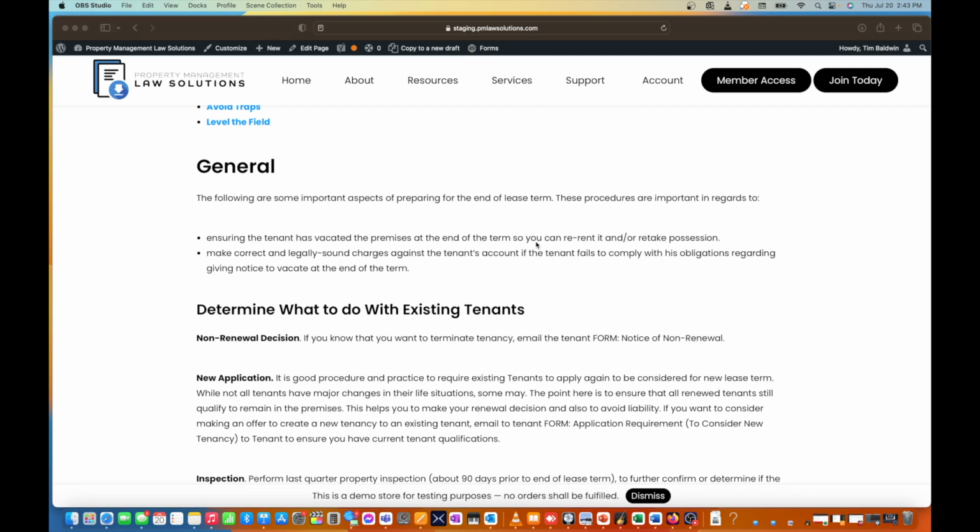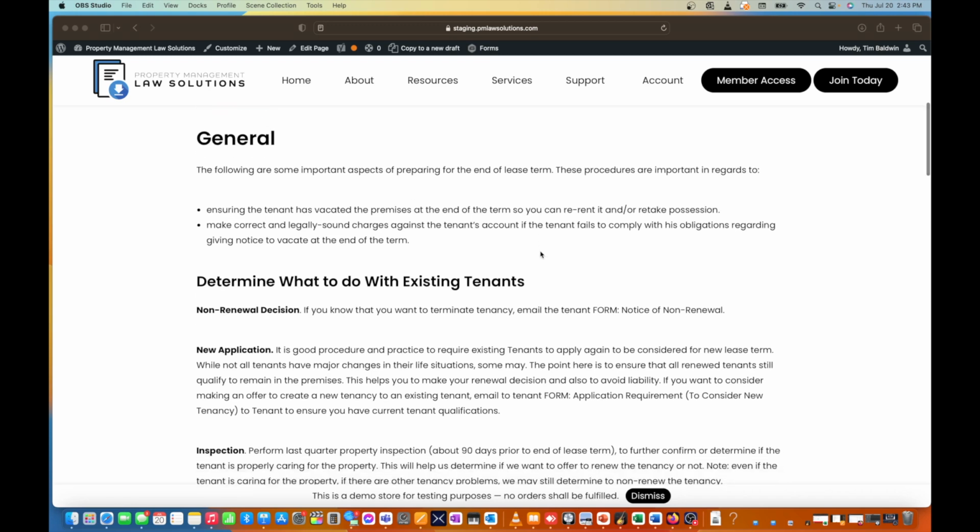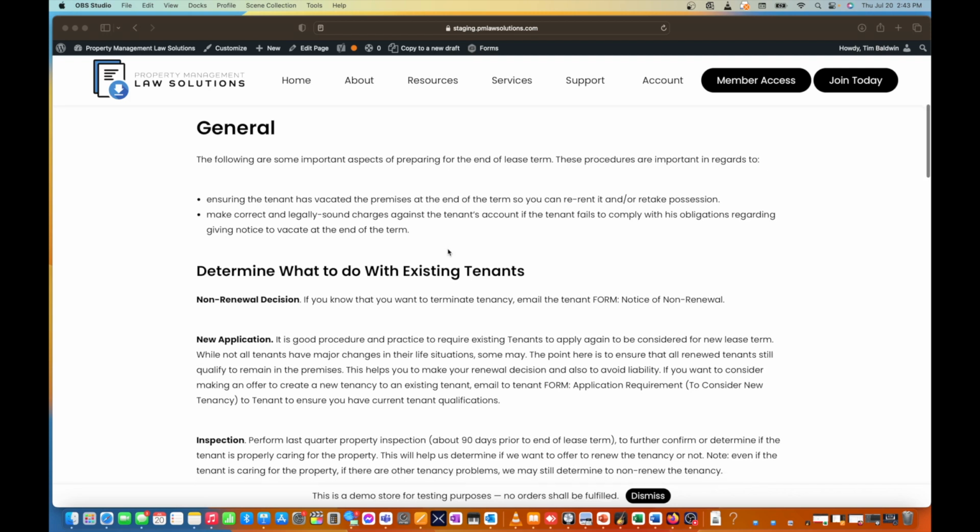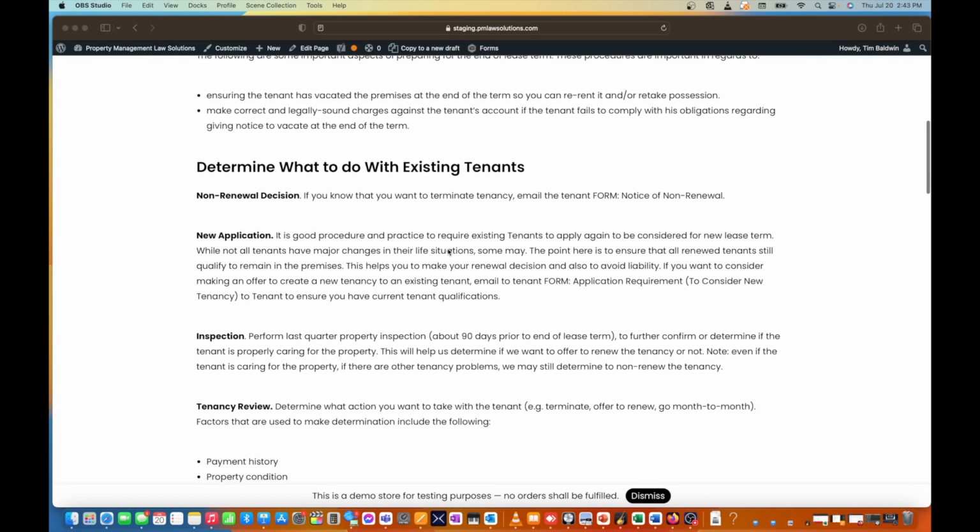And so these procedures are important in regards to ensuring that tenants have vacated at the end of the tenancy so we can re-rent the property and take possession back, and also to make sure that we make correct and legally sound charges against the tenant's account if they fail to comply with their obligations regarding giving notice to vacate at the end of the lease term. And I can explain more on that in just a minute.